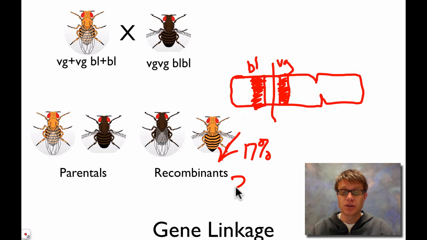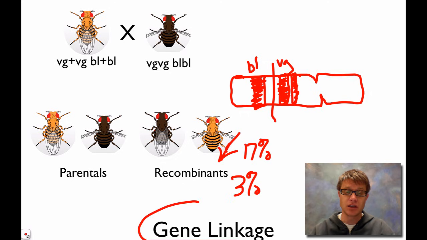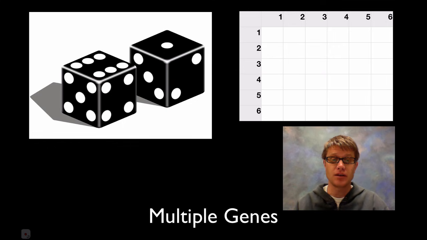Let's say the frequency of recombination is 3%. That means those genes are very close, there might be another gene right next to this one. And since they're so close, the odds of them being split in half are going to be really, really rare. So what he discovered is this idea of gene linkage, that some genes are found on the same chromosome, and they travel together.